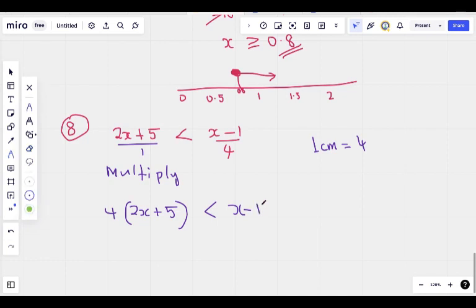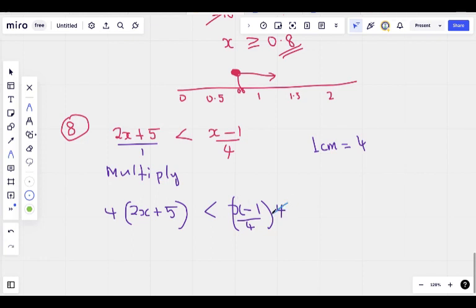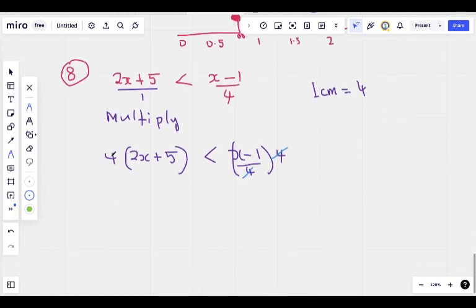X minus 1 over 4. Then we're going to multiply the whole thing with 4. When we do that, we cancel this 4, we cancel the 4 at the denominator. So we now have this. We expand this one. 4 times 2x becomes 8x. 4 times plus 5 becomes plus 20.